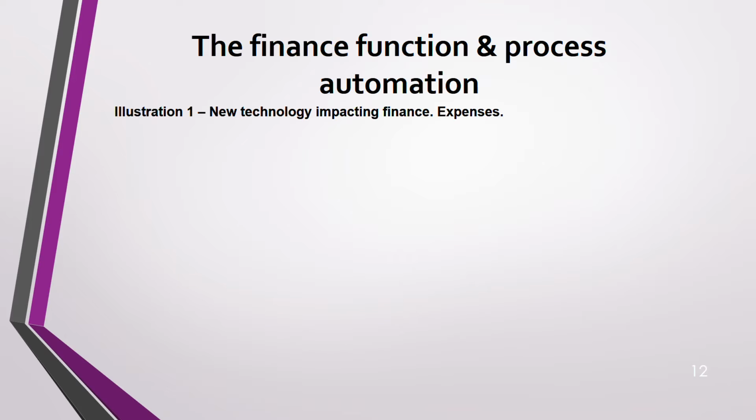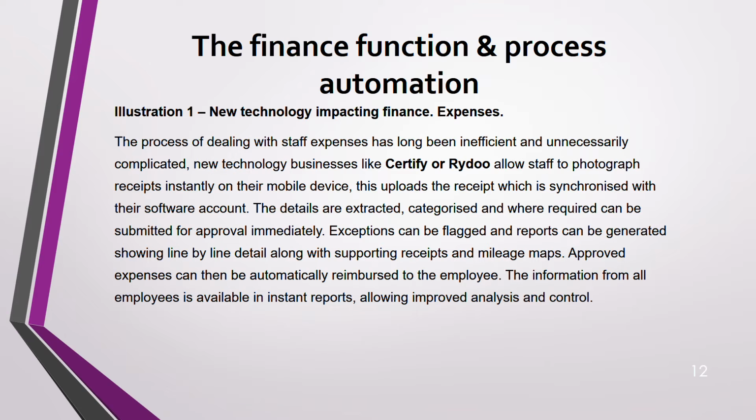Okay, let's first illustrate with an example how this is having an impact. New technology, for example, especially when we are dealing with staff expenses. Dealing with staff expenses takes so long, it's very inefficient and very complicated also. So what happens because of new technology, like I've highlighted for you, Certify or Rydoo, what are they doing?